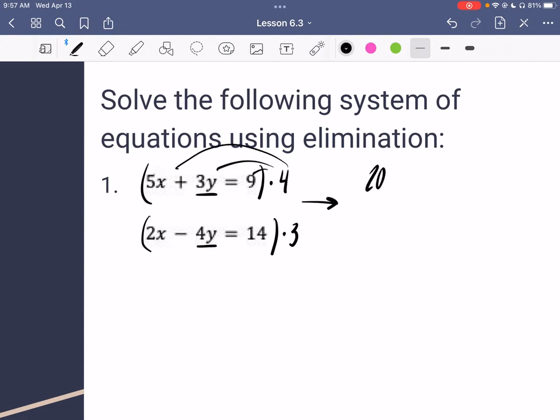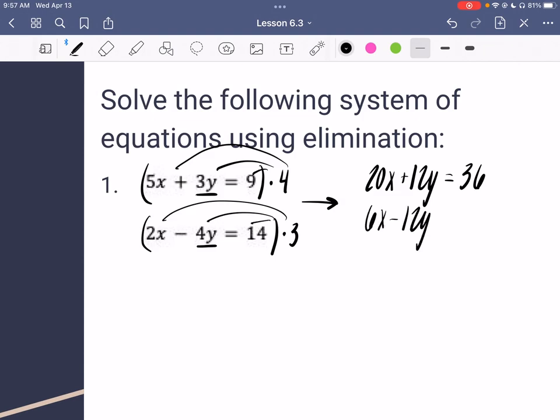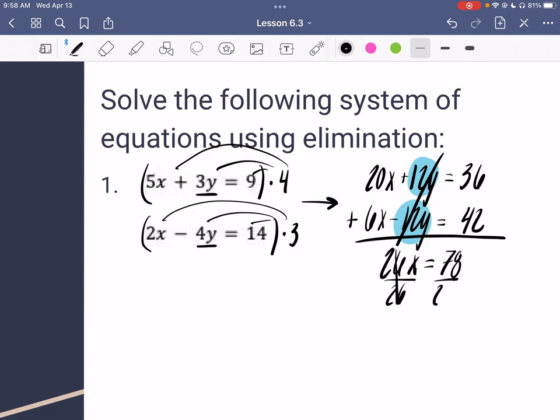I get 20x plus 12y equals 36. And then distribute the 3 down here. I get 6x minus 12y equals 14 times 3 is 42. So now I have 12y and a negative 12y, which are going to eliminate. I add the equations together. 20x plus 6x gives me the 26x, and then 36 plus 42 gives me a 78. Divide both sides by 26, I get x equals 3.